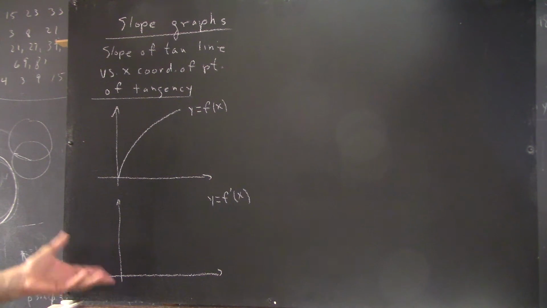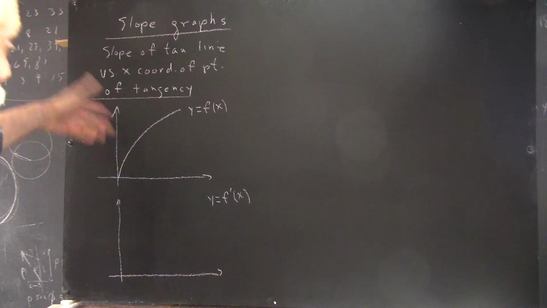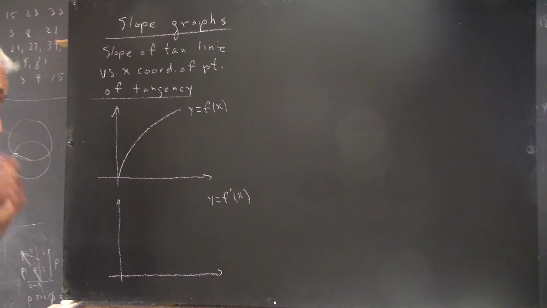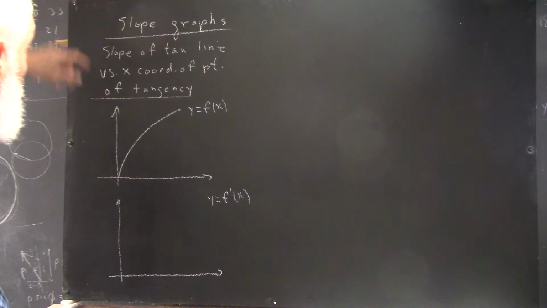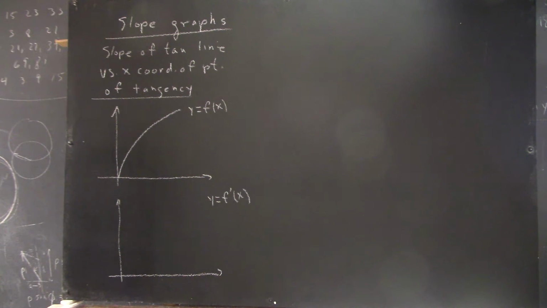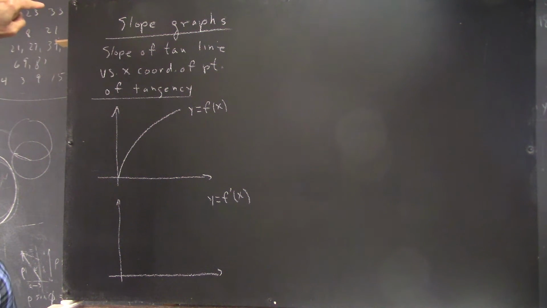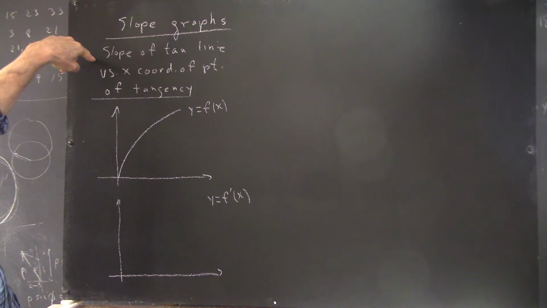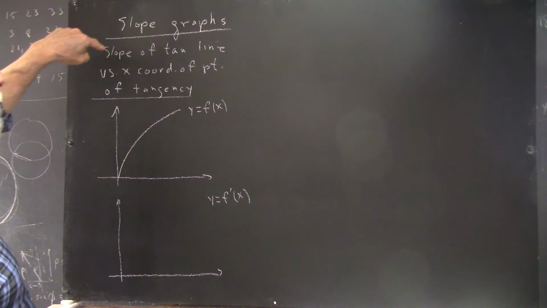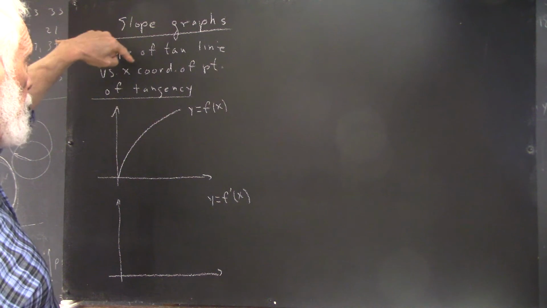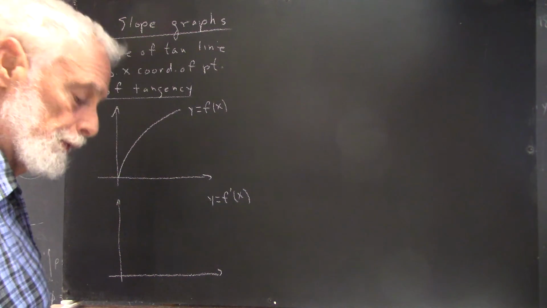We want to summarize what we mean by a slope graph. Naturally, all these topics are covered in more detail. The object here is to give you a quick reminder of what we mean. I'm not going to be rigorous about the definitions, but this is pretty much a rigorous definition. First, a slope graph means a graph of the slope of the tangent line versus the x-coordinate of the point of tangency.